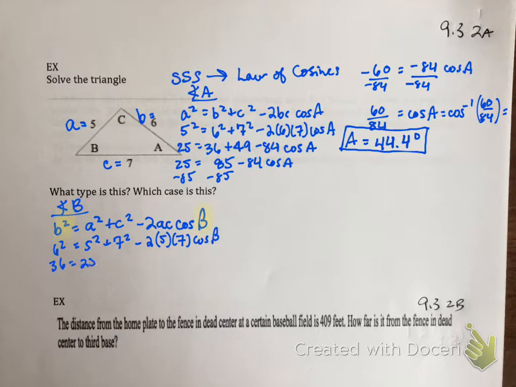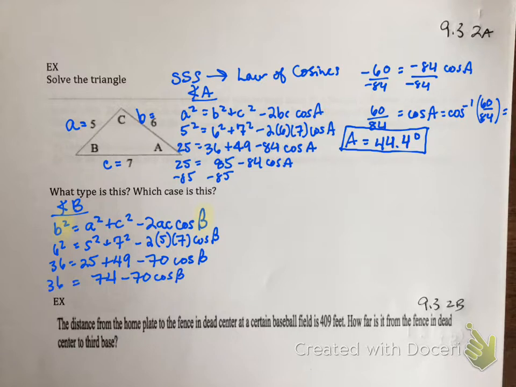It equals 25 plus 49. 2 times 5 is 10. 10 times 7 is 70. So minus 70 cosine of angle B. Okay, now I have to add 25 and 49 together. That gives me 74. Minus 70 cosine of angle B equals 36.